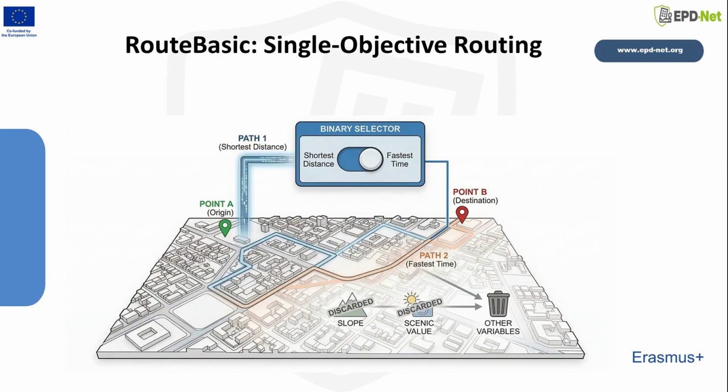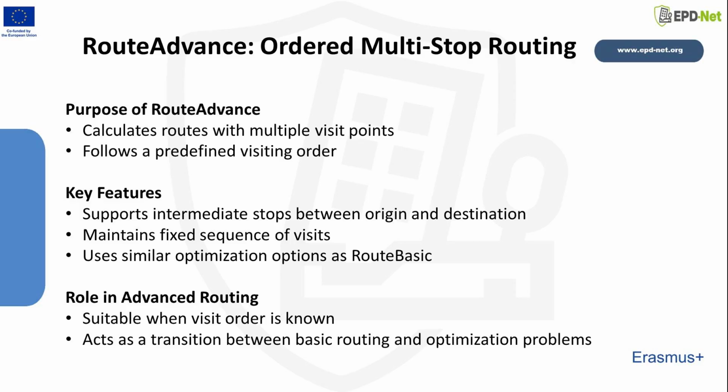Route Advance is a routing service designed for scenarios where multiple locations must be visited in a predefined order. Unlike simple point-to-point routing, this service allows intermediate visit points to be included between the starting point and the final destination. A key characteristic of Route Advance is that the visiting sequence is fixed. The routing system does not optimize the order of visits but instead calculates the best route that follows the given sequence. This makes Route Advance suitable for use cases where visit order is determined by operational rules or external requirements.